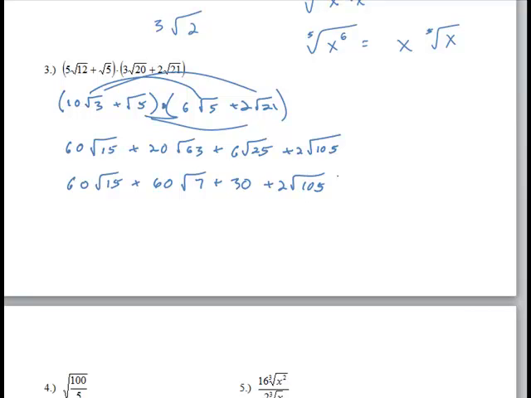At this point, we simplified each radical, and we still do not have any like radicals, so no addition or subtraction to work. In other words, we're done. It's completely simplified at this point.